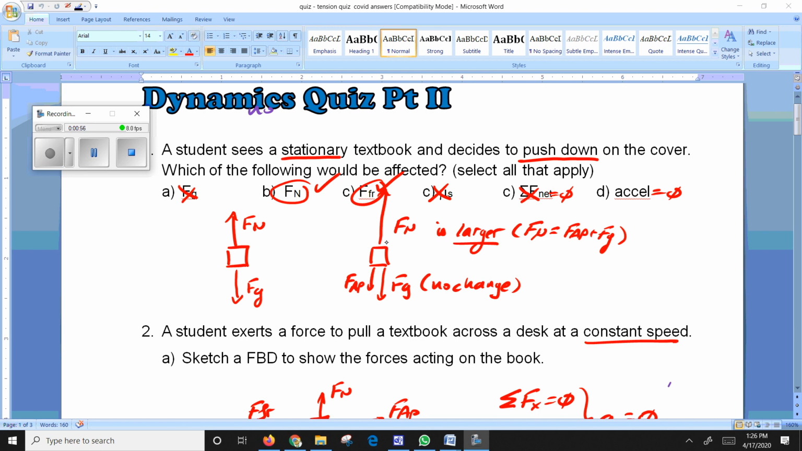And the other thing, you could also be correct if you put down C. Even though the object's not moving, by pushing down, you make it harder to start moving. So the static friction would increase as well. However, the coefficient would stay the same. The net force is still zero because you're not moving the textbook, and the acceleration is going to be zero. Hopefully that helps for that question.